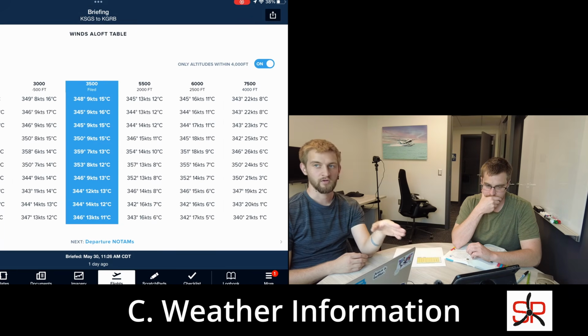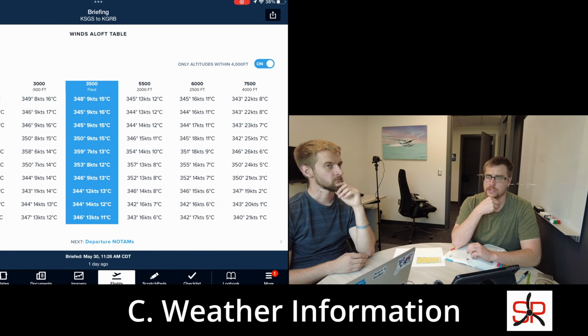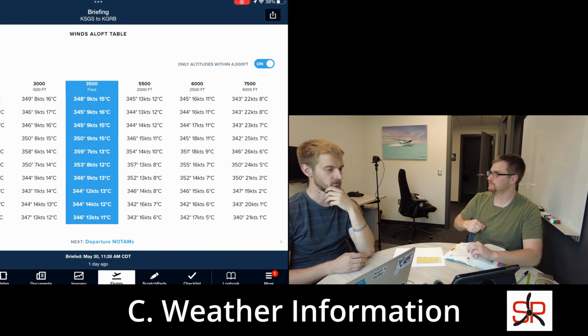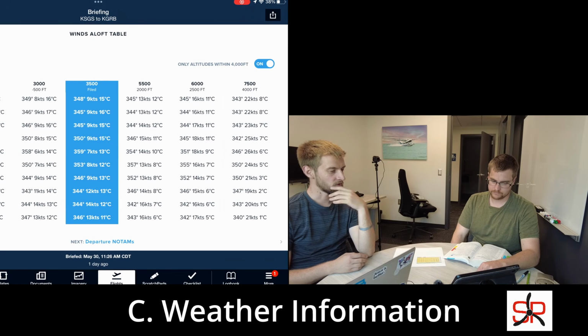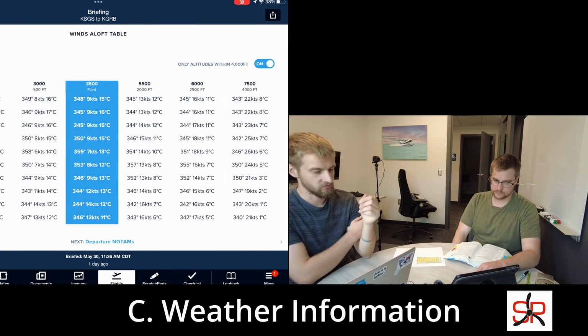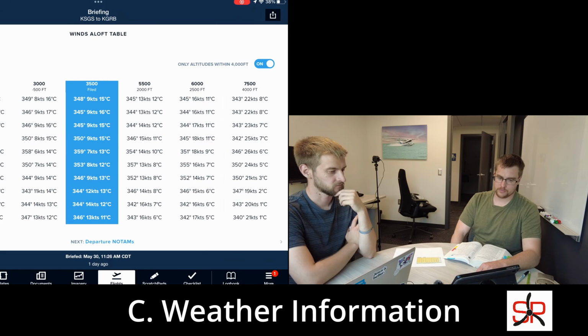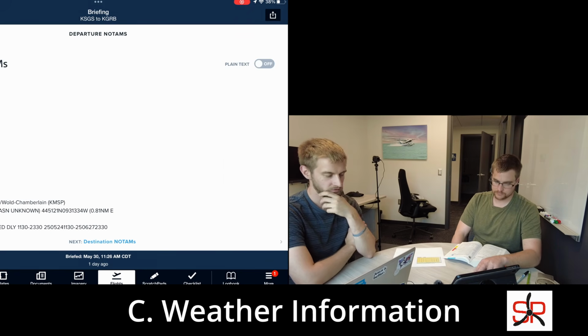What altitudes are winds aloft forecasted at? 3,000, 6,000, 9,000. Yeah, that's good. And then so on. Okay, so right now, what altitude did you pick for your flight? 3,500 feet. So where does it get the information for that flight level? So it interpolates between 3,000 and 6,000 feet. Perfect. All right. That's good.